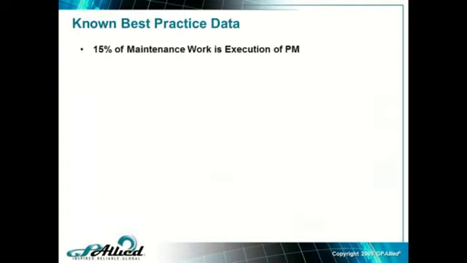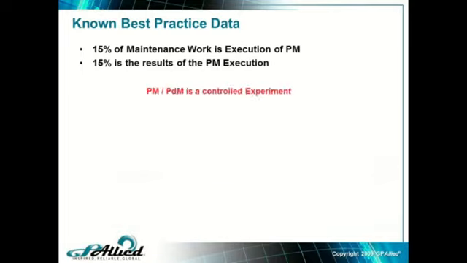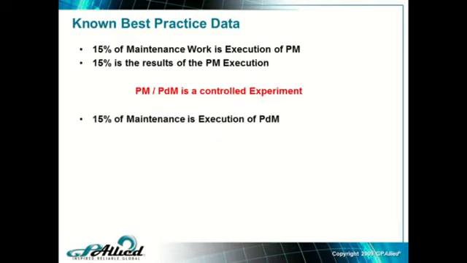So just some known best practice data. 15% of maintenance work is execution of PM. 15% is the results of PM execution. Now, I always say PM and PDM is really a controlled experiment. We put equipment in a controlled state, we do something to it to give us an outcome. And then 15% of maintenance is execution of PDM. And now, this is different from PM. Now, you see our results went from 15% from a PM execution to 35%. This is where most of our work should come from.